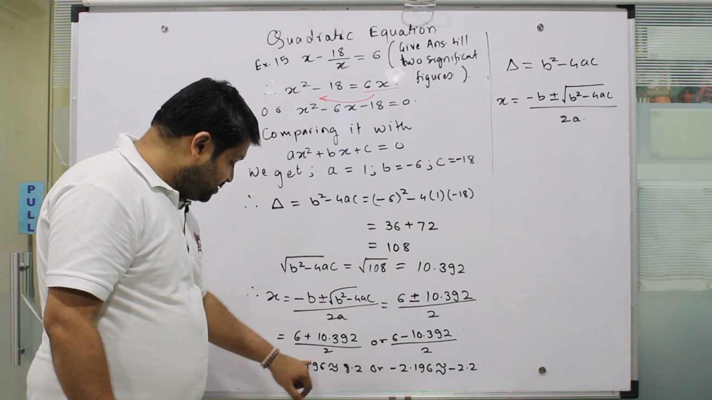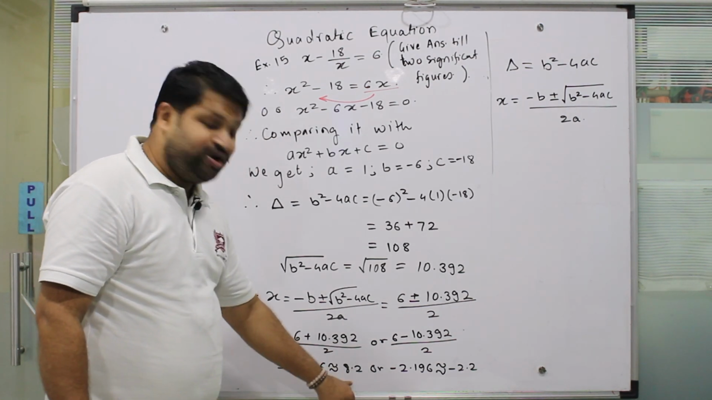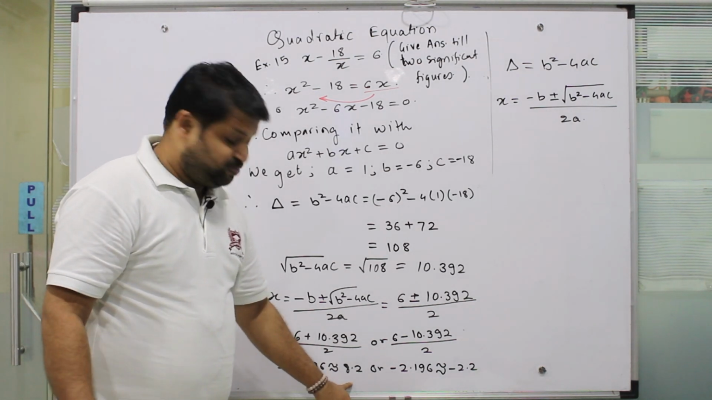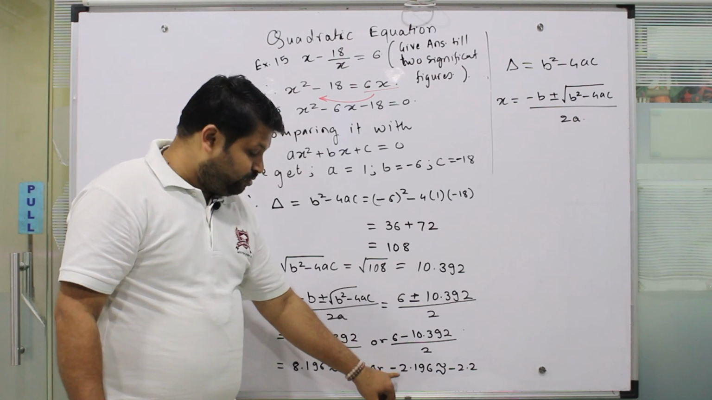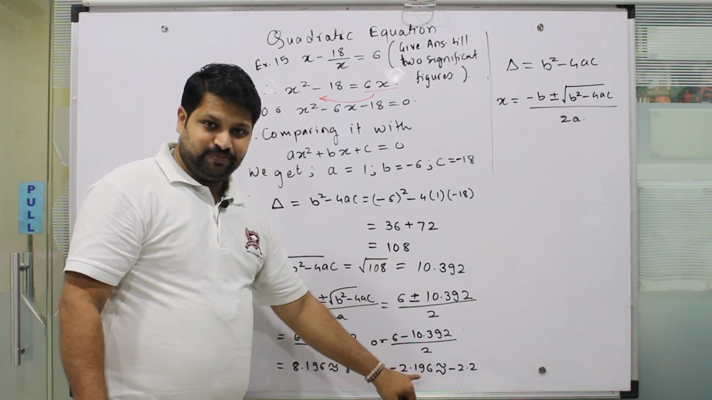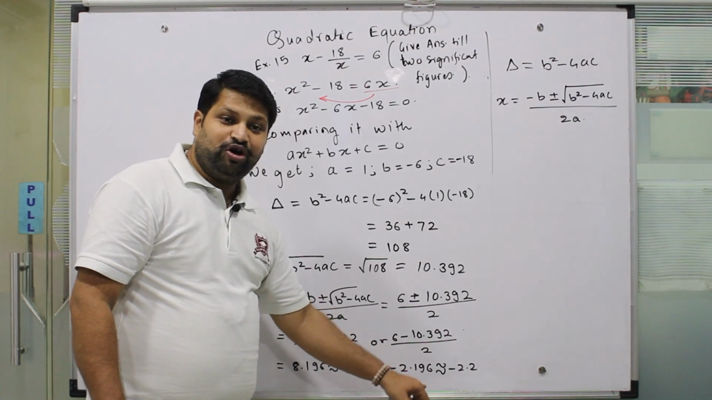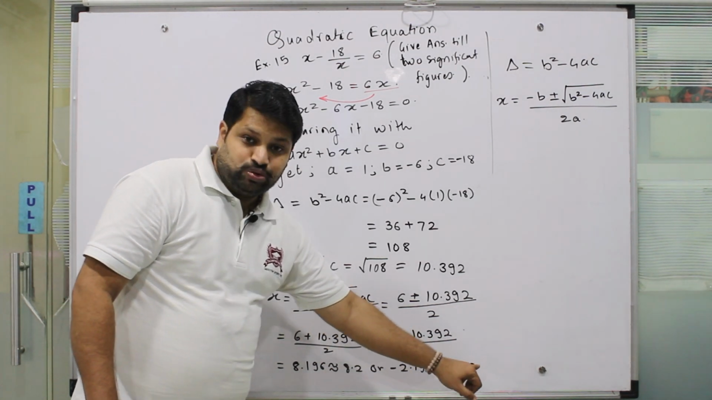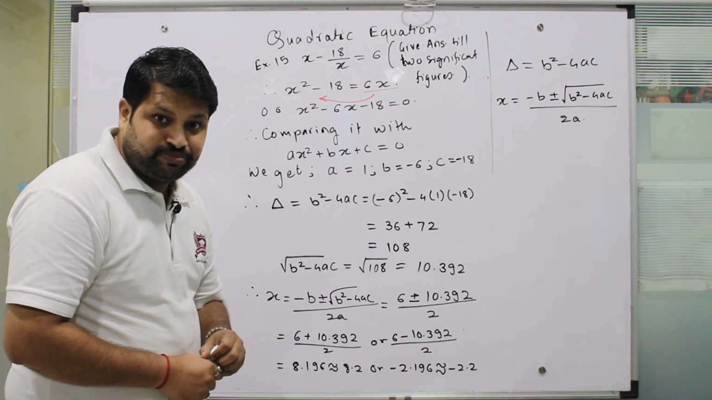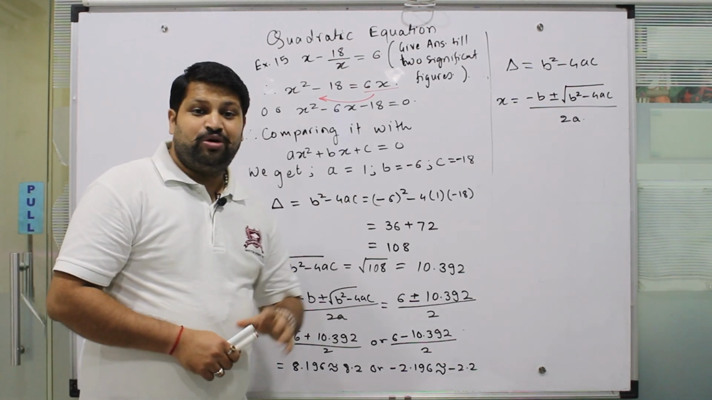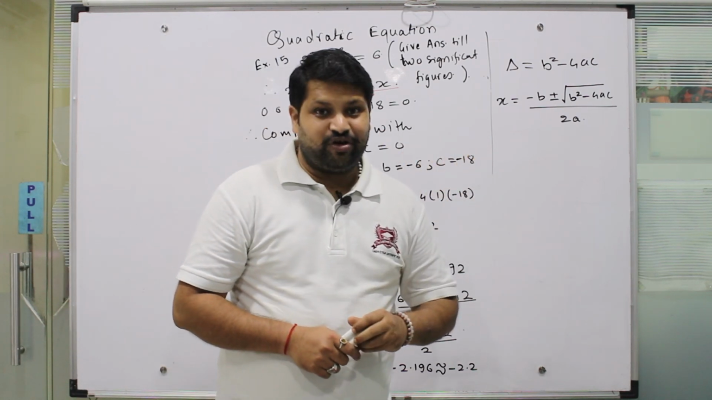So the entire thing gets rounded off, 1.196 gets rounded off to 0.2 because it is very close to 0.2. So we write the final answer as 8.2, and on this side it would be 2 minus 2.196. Here also that 0.196 would get rounded off to 0.2, giving us the final answer as minus 2.2. So this was about solving examples using the quadratic formula.